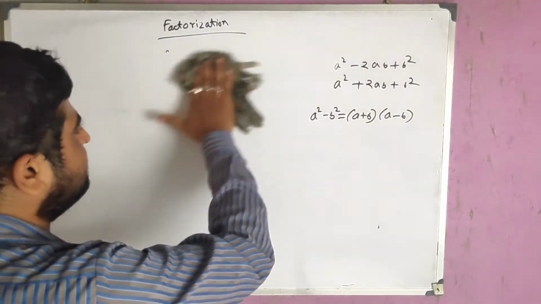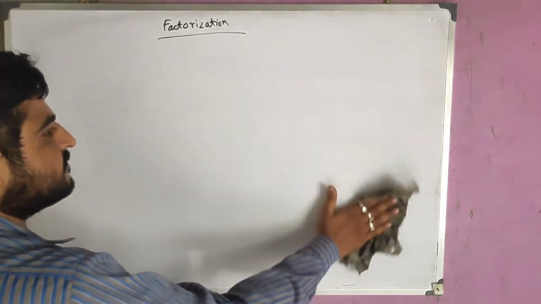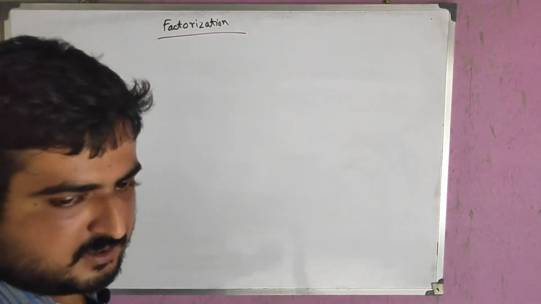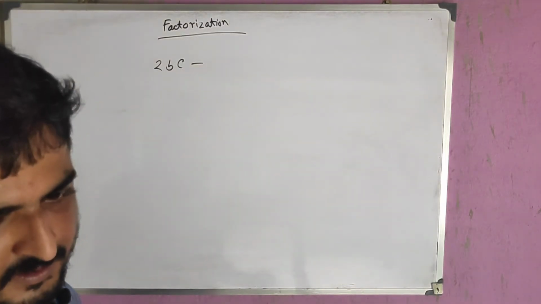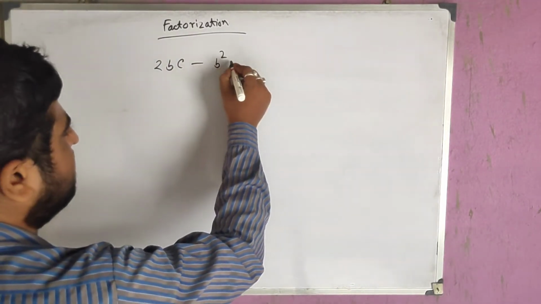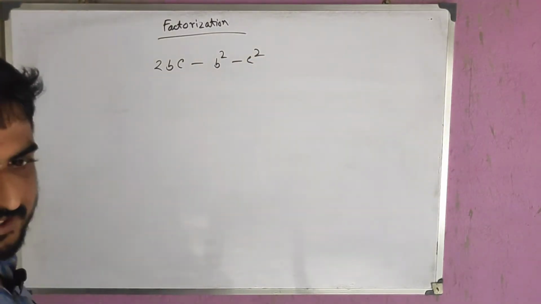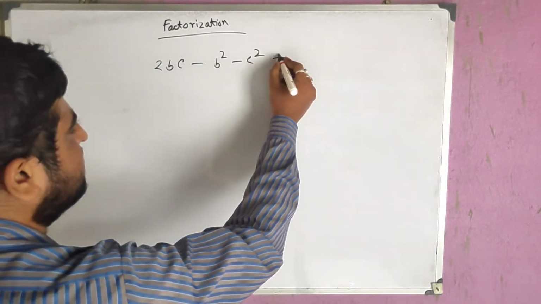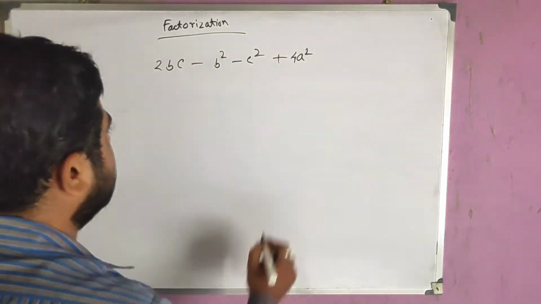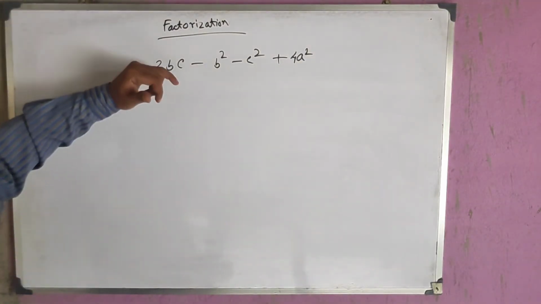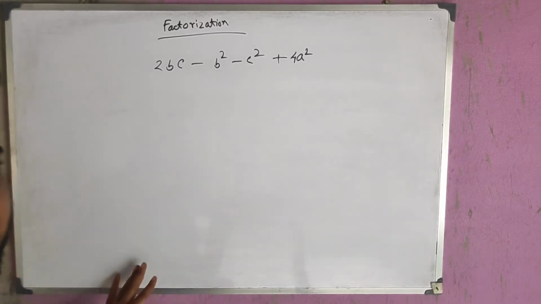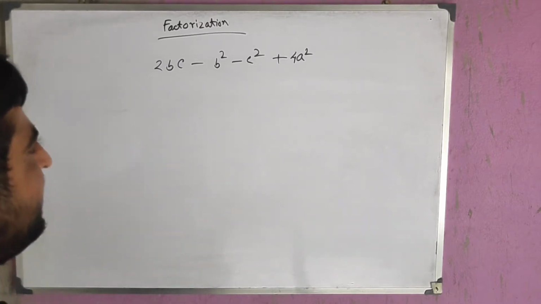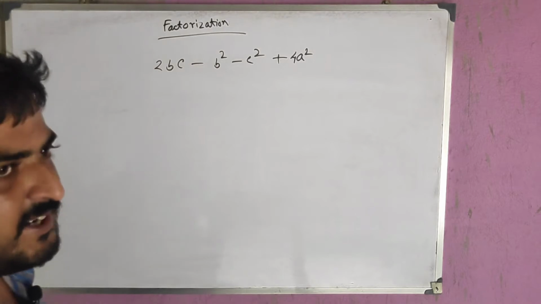Our next sum: 2bc minus b square minus c square plus 4a square. Now you see, here the term is 2bc. So with 2bc, which things are needed? b square and c square. Here is given minus b square and minus c square.